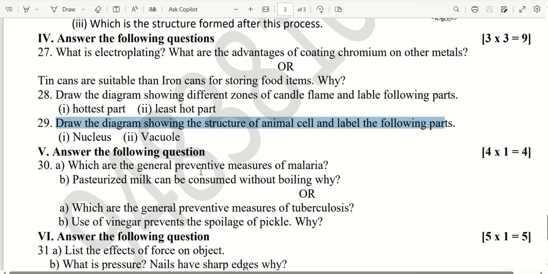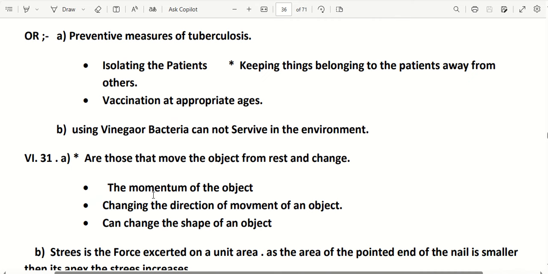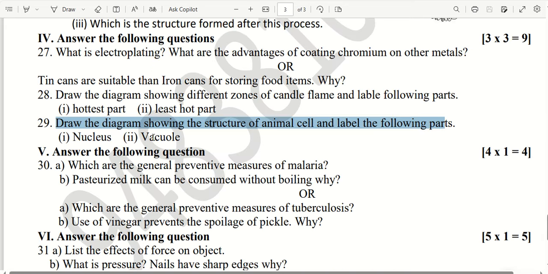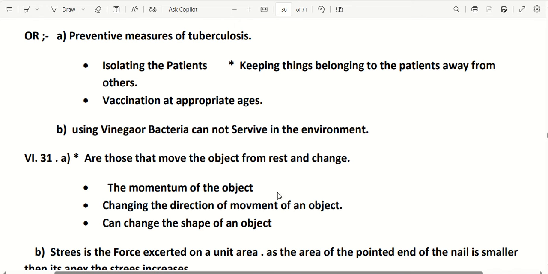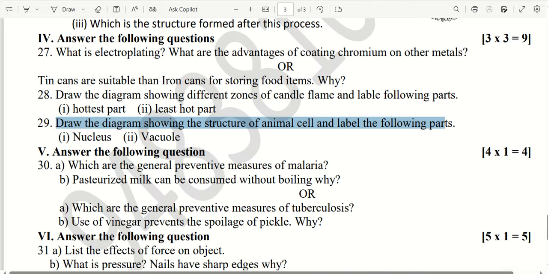Next question 31a: list the effects of force on an object. What is pressure? Nails have sharp edges. Why? The effects of force are that it can change the state of rest or motion of an object, change the direction of motion of an object, and change the shape of an object. Pressure is the force exerted on a unit area. As the area of the pointed end of the nail is smaller, the pressure increases. So this is the key answer for the model question paper.